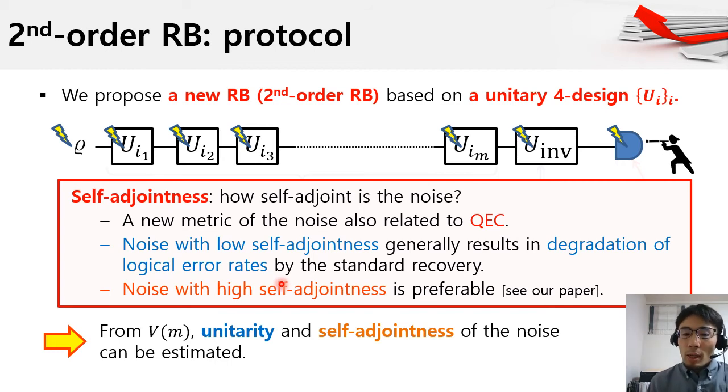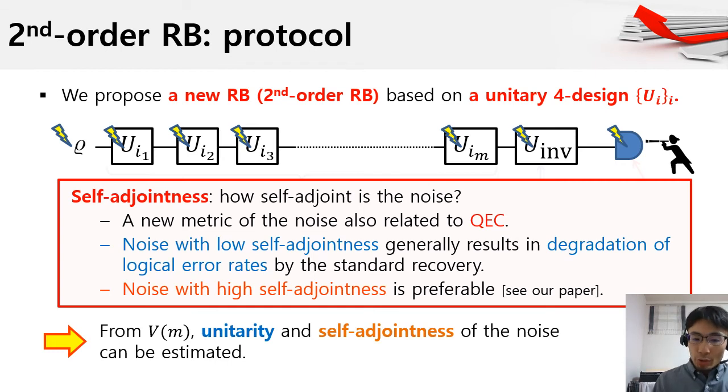So we want to have noise with high self-adjointness. This is good because the error recovery is easy in this case. So this is about self-adjointness. Similarly to the unitarity of the noise, it's good to know how self-adjoint the noise is because it's related to the feasibility of quantum error correction.